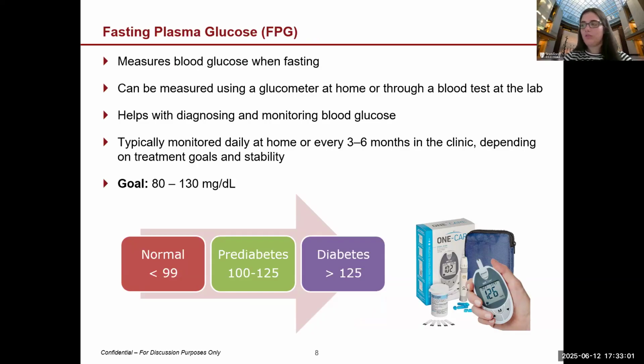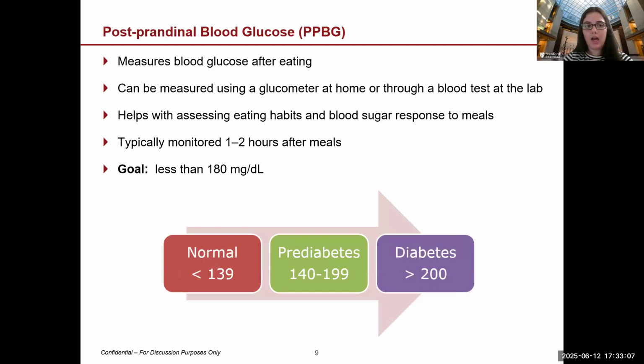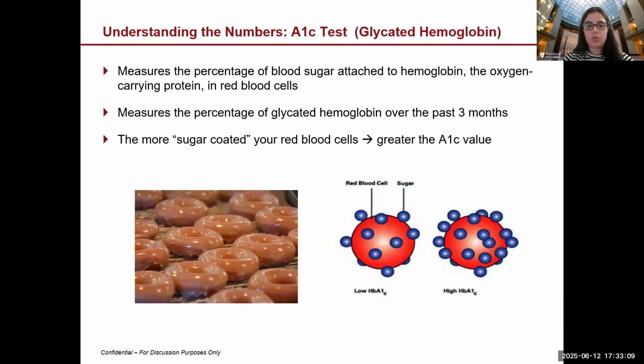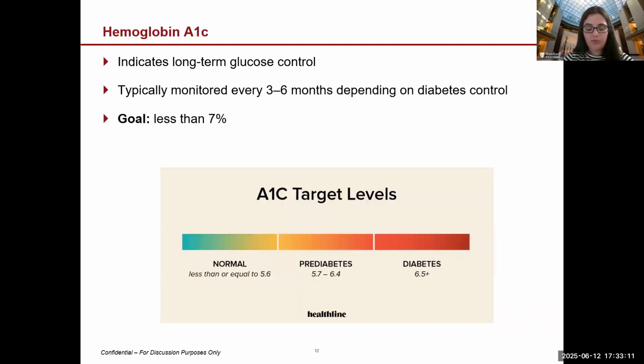For A1C, it's kind of an average of blood glucose over the past 3 months. So if your A1C, for example, is high, which is usually greater than 6.5%, it means that your blood sugar has been high every day for the past 90 days. So this gives me a bigger picture of how your blood sugar has been over the 90 days, compared to fasting blood sugar, which tells me only your blood sugar today.